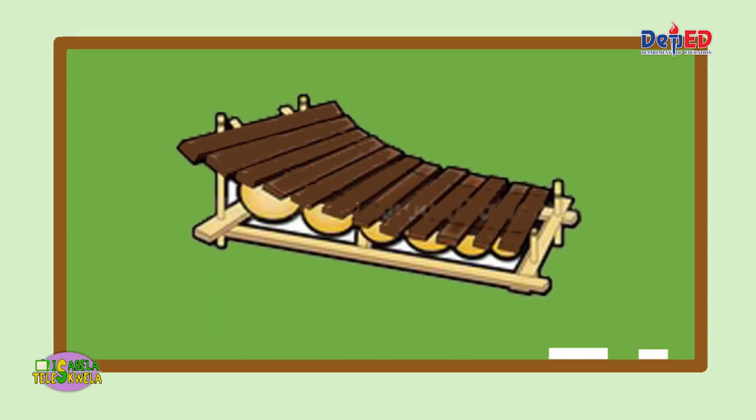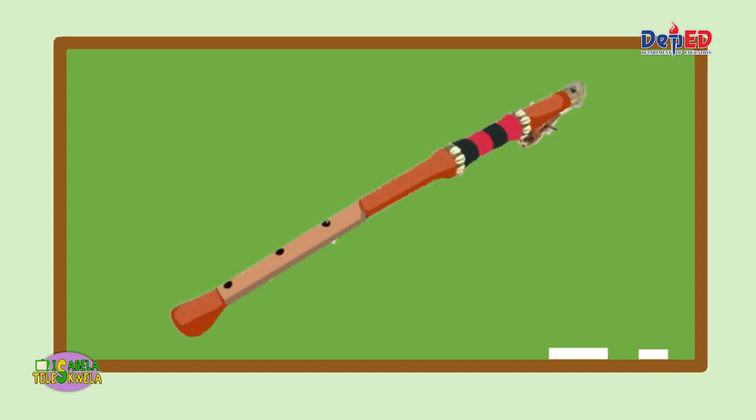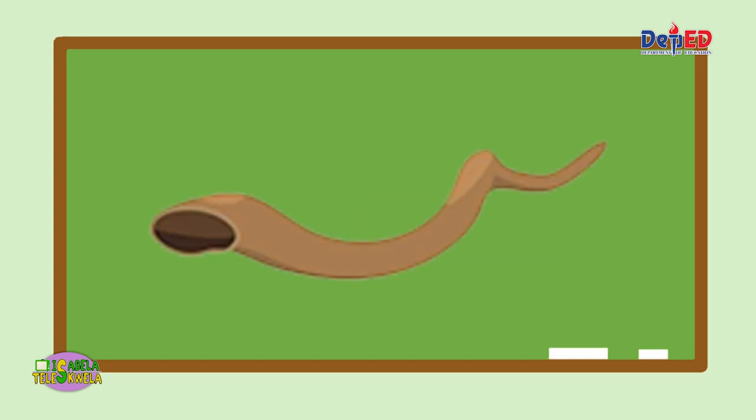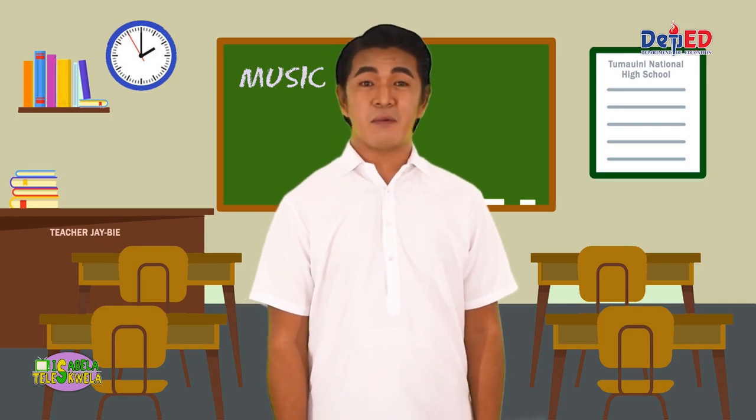Let us look at this. It sounds like a lyre. Yes, it is. Very good. Let us try this one. Share me your answer. It sounds like a flute. That's correct. How about this one? It sounds like a flute. Yes, it is. Very good. Based on what you heard, who wants to describe these instruments?